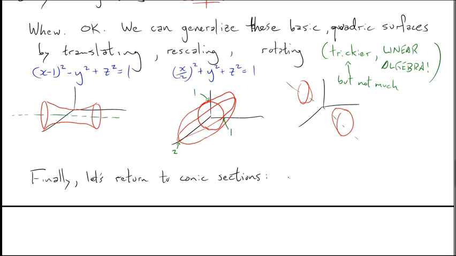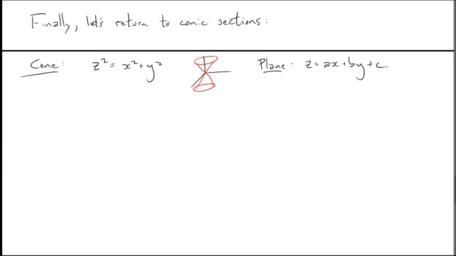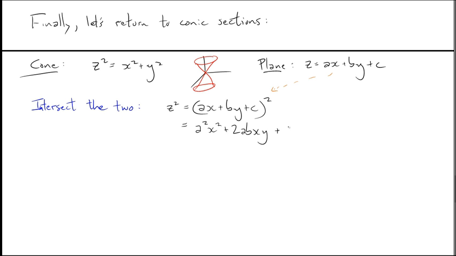Now, let's bring all this back home to conic sections. Now that we've seen the equation of a cone, there it is, this particular cone, let's consider a general plane, z equals ax plus by plus c. And let's intersect the two. That's how we get conic sections. So let's take the equation of the plane and square it. So we get z squared equals that stuff squared, and we'll expand it out to get a bunch of stuff.